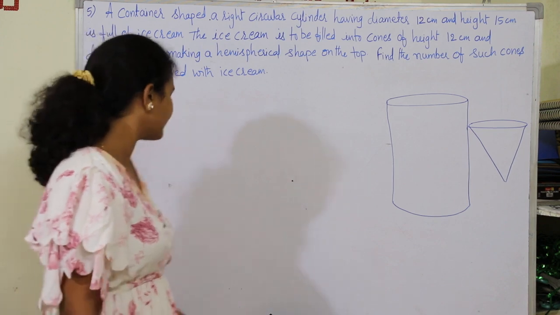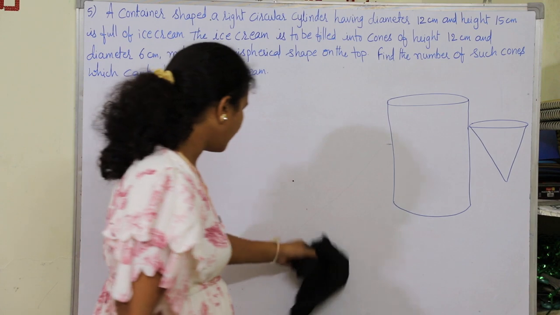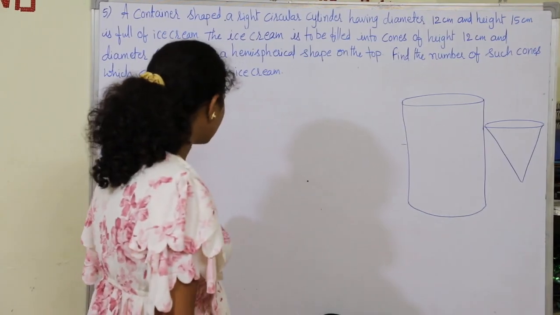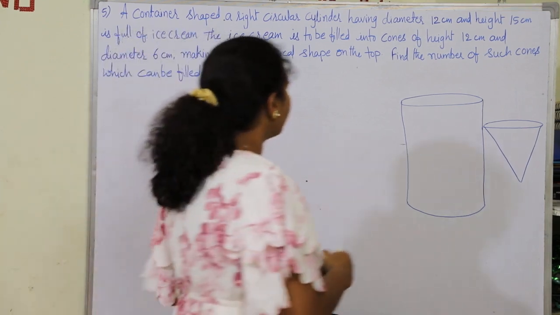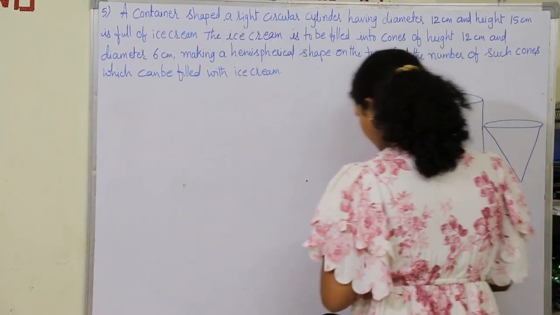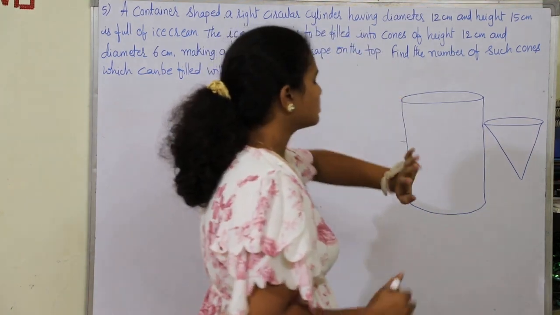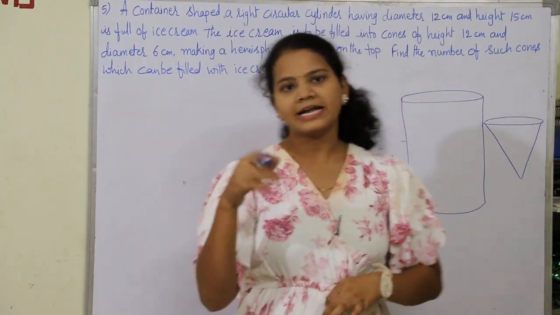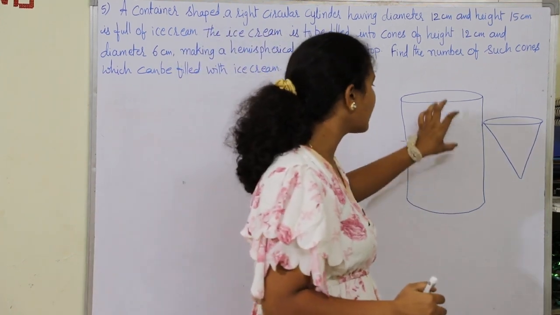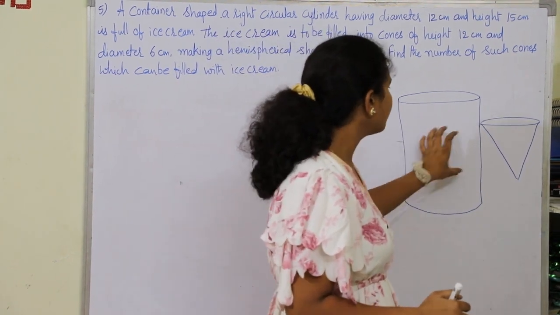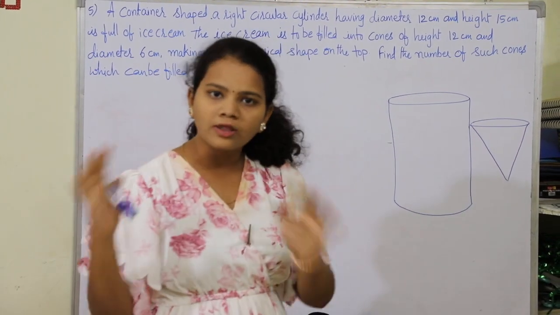So here you have an ice cream container. This container is in the shape of a cylinder. Let me repeat the question: the ice cream is to be filled into cones. So you have ice cream in this given container, and this ice cream should be filled into the given cones with a hemisphere mounted on the cone.